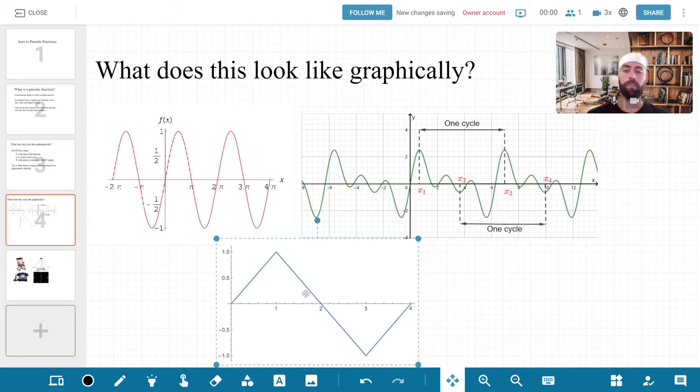The third example is a triangle wave, and this would generally be given by a piecewise function because there's really no other way to make this graph.